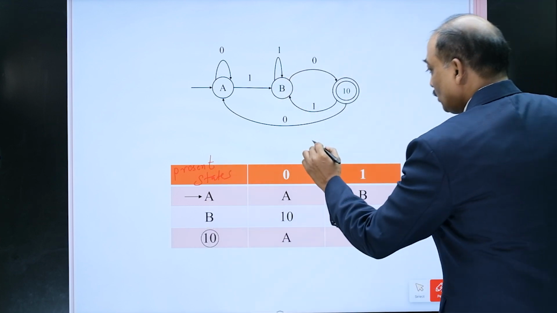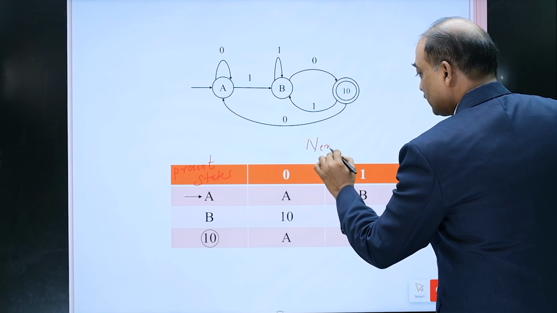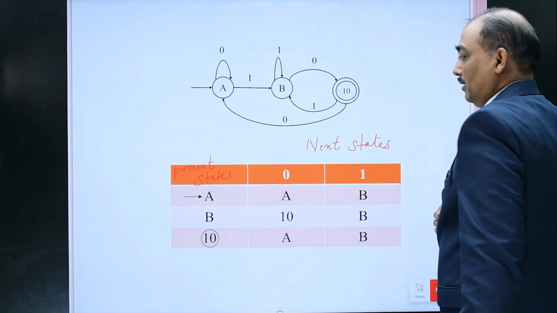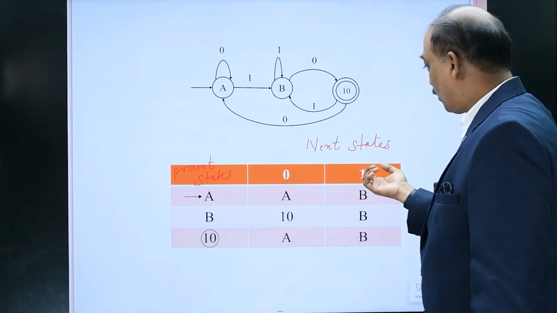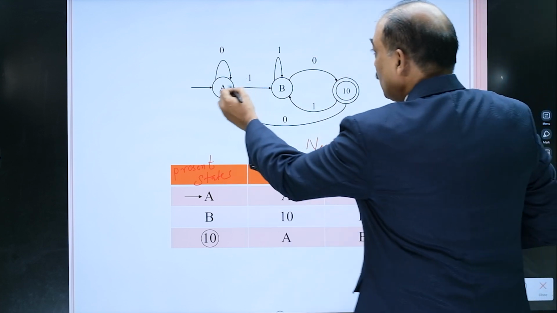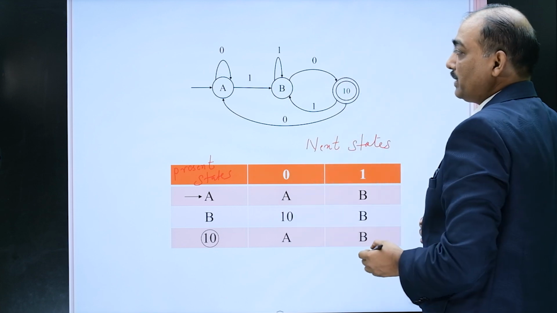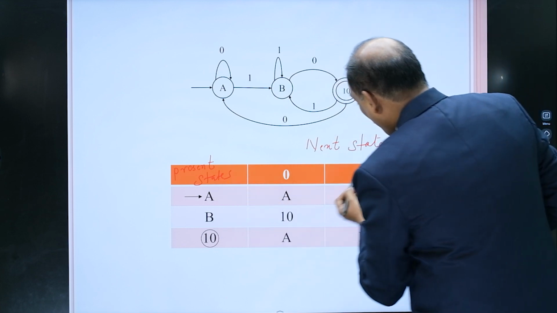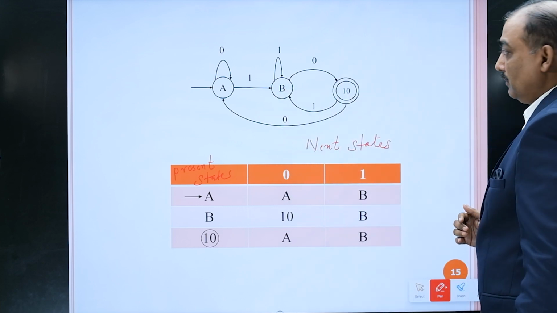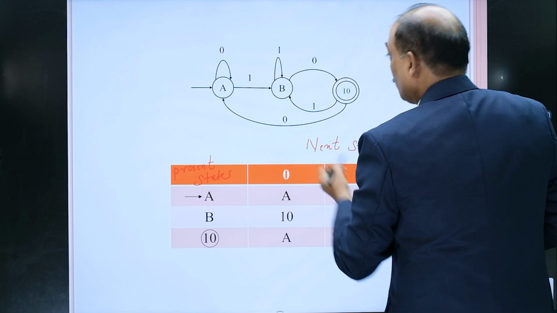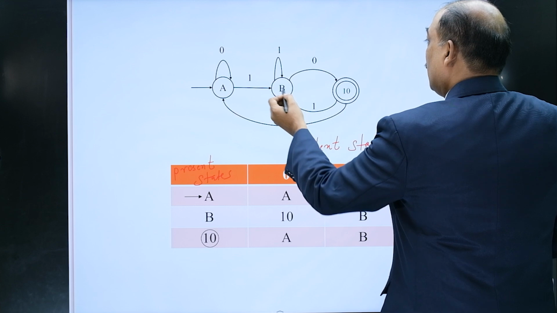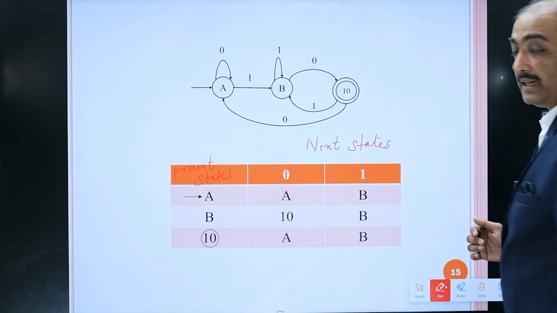Now the next two columns will talk about the next states: sigma equal to 0 and sigma equal to 1. So A, 0: look into the transition diagram. A, 0, again there is a self loop. I will remain in the same state. A, 1 will take me to state B. I will write that down. Then B, 0 takes me to another state, that is 10, and B, 1 will transit to the same state. There is a self loop.